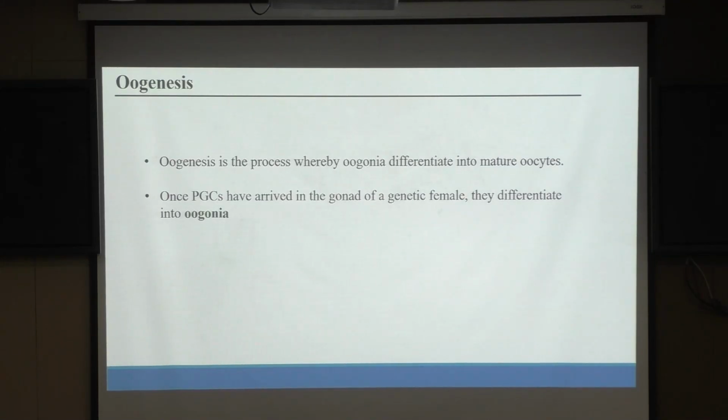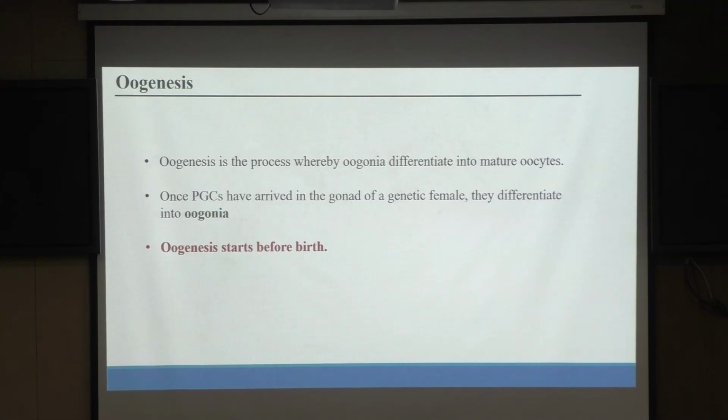Now, once the primordial germ cells reach the gonad, by the 4th or 5th week, by the end of the 5th week, they will be there in the gonad, right? At the 5th week itself, they will start differentiating into oogonia. So the entire process of oogenesis starts before birth, right? Spermatogenesis starts only at puberty, but oogenesis starts before birth. So this is the main difference between spermatogenesis and oogenesis. Oogenesis starts before birth.